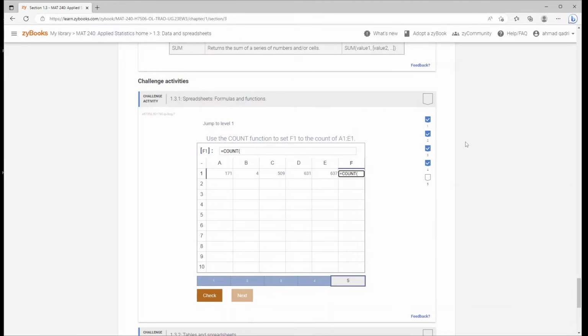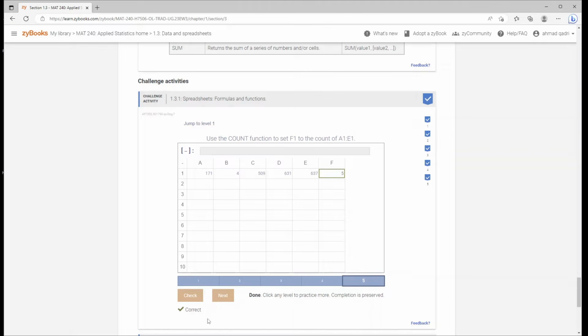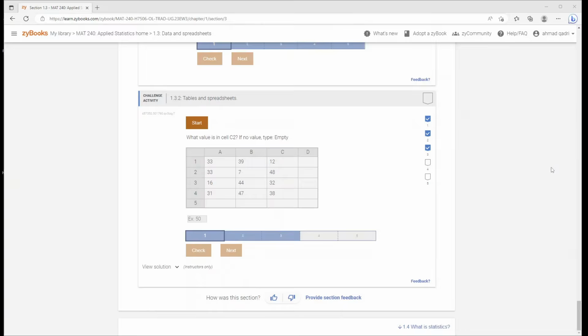parentheses. I will type A1 colon E1. And this time the colon basically means I'm counting columns here. So I'm counting how many columns are here from A to E that contain a value. So if I hit enter, I get the answer 5. If I hit check, that is the correct response.